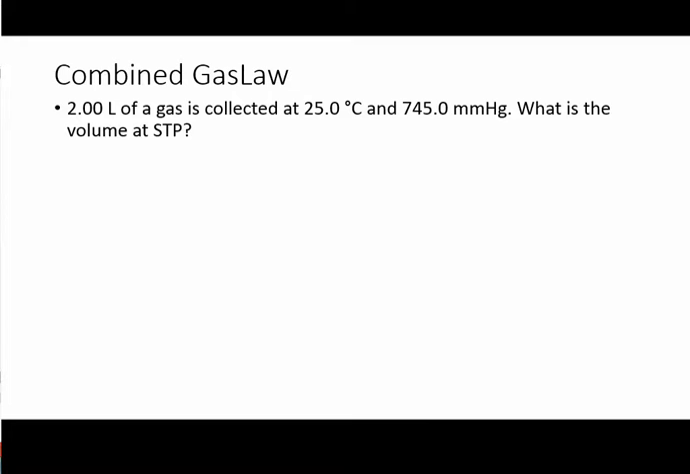Pay attention. All right, so from the question that's written down, we have 2 liters of gas. That's the volume. You've got 25.0 degrees C. That's the temperature. And you've got 745 millimeters of mercury. And then you have a second temperature and pressure indicated by STP. STP is standard temperature and standard pressure. Standard temperature is 0 degrees C. Standard pressure is 1 atmosphere. 1 atmosphere is also 760.0 millimeters of mercury. Standard temperature is also 273.15 K.